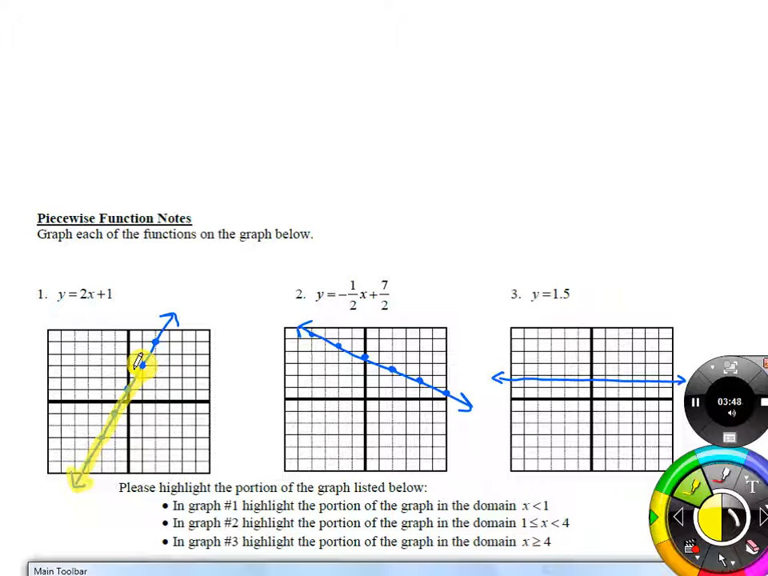In the second graph, I want to highlight the portion of the graph that's in the domain where 1 is less than or equal to x is less than 4. So which part of this line am I highlighting?